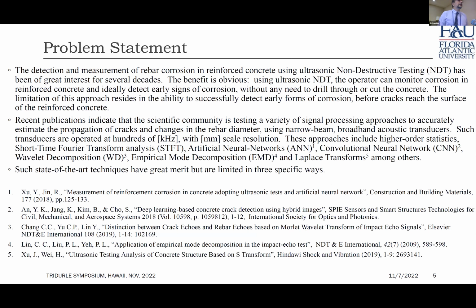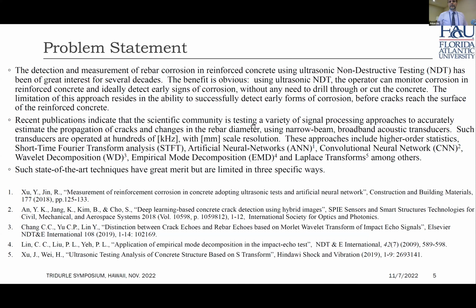With all that, you know that one of the techniques to monitor this type of issue is ultrasonics. And as was pointed out earlier, some of them are not even above 20 kilohertz, they're actually in the audible sound range. The fact is that ultrasonic non-destructive testing has been of great interest for decades.